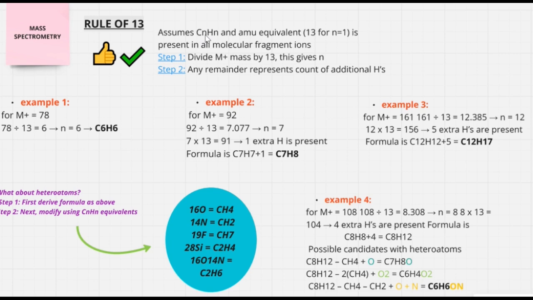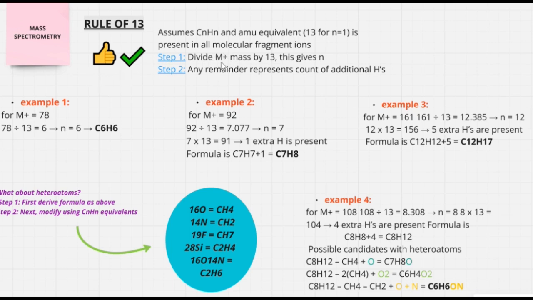The first example has an M plus value of 78. First we divide this by 13 and we get 6. So n equals 6, and our formula is C6H6. This is the formula of the organic compound. Similarly, in the second example, we have an M plus of 92. The first step is to divide this number by 13.